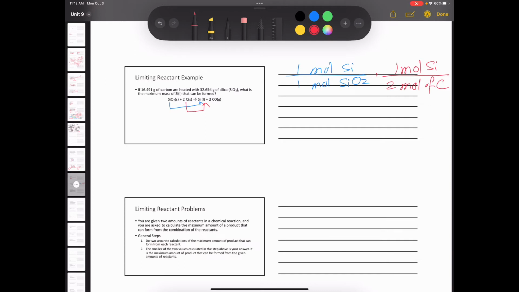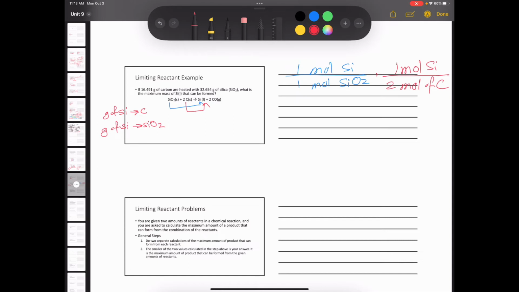So what we will need to do is calculate the mass, the grams of silicon from carbon and the grams of silicon from silicon oxide. Looking at both these numbers, the smallest number that I'll be getting from either the carbon or the silicon oxide will be my limiting reagent, because I am limited by that amount. It doesn't matter how much I have of the other one. This is the maximum amount I'll be getting at the end of that reaction.